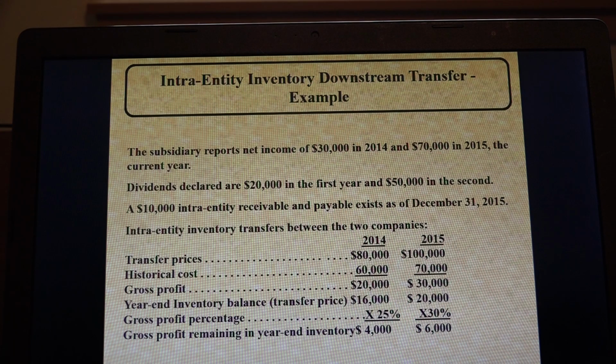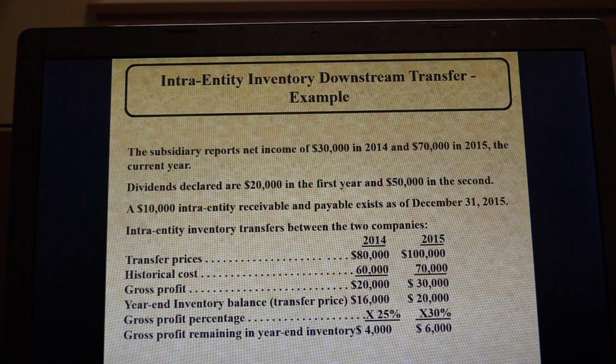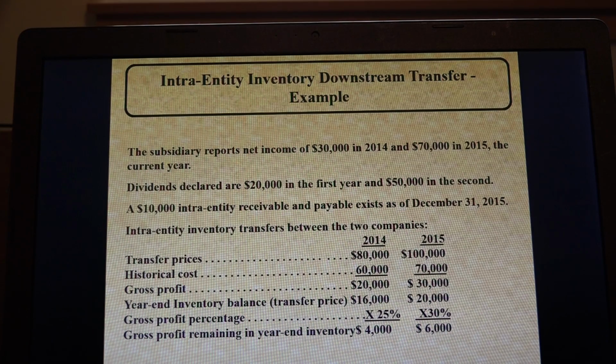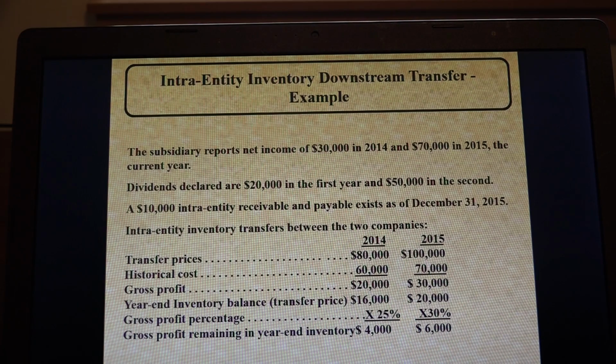For 2015, you've got gross profit remaining of $60,000 using that same formula, but this time you have a gross profit percentage of 30,000. So bottom line is, assuming that you're going to recognize these in the next period, you're going to defer that 4,000 income to 2015, and the 6,000 you're going to defer to 2016. So you've got to take care of those.